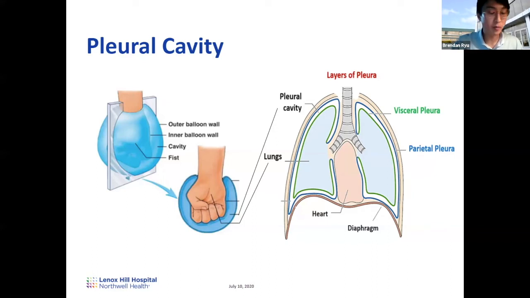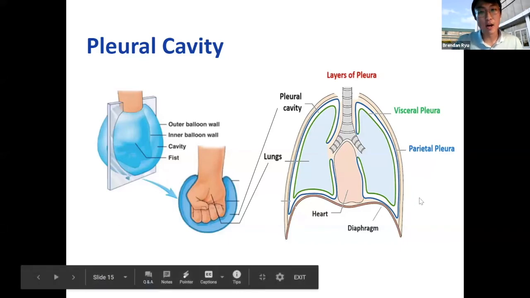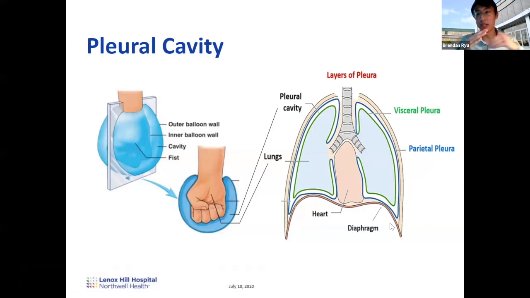And this fluid could be blood, or just pleural fluid that helps lubricate the lungs, because you don't want too much friction when the lungs are moving, contracting and expanding. So there's a lot of lubrication that goes on. So these kinds of fluids can build up and cause a pleural effusion.